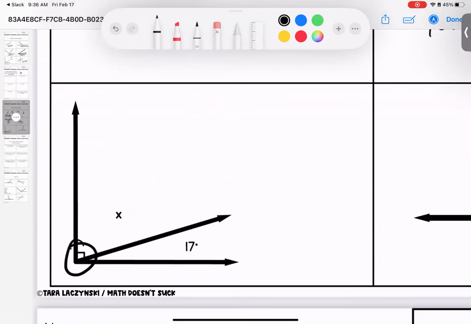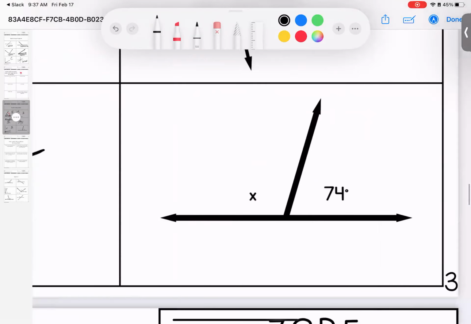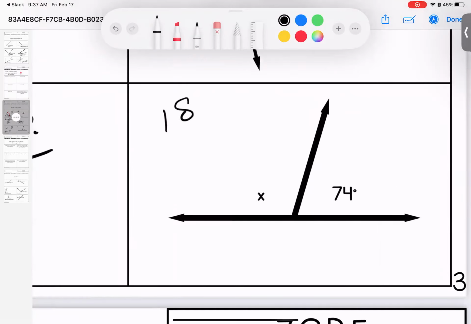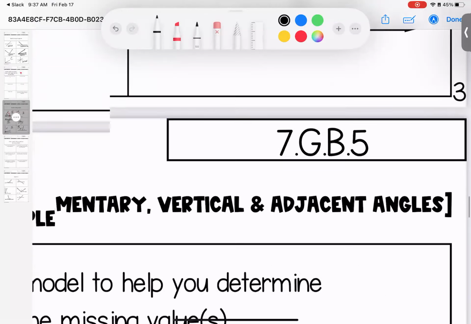Coming down here, I see my 90 degrees. I know that 17 degrees is taken up, leaving 73 degrees for x. I have a straight line, which is 180 degrees. I take away the 74 that's accounted for. x is 106 degrees. Questions on these? Go ahead and bring them with you to class.